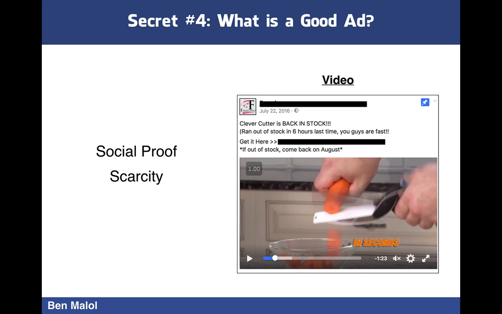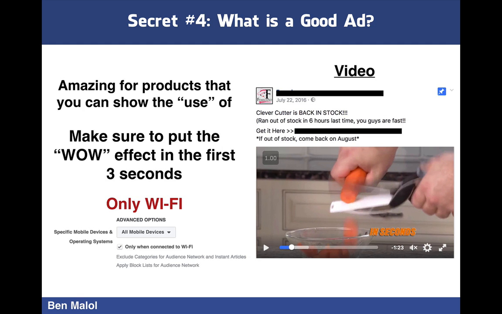And we got scarcity. If out of stock, come back in August. So the scarcity here is, again, happening behind the scenes, because I'm saying that we ran out of stock in 6 hours last time, which means that we're probably going to run out of stock really soon this time as well.